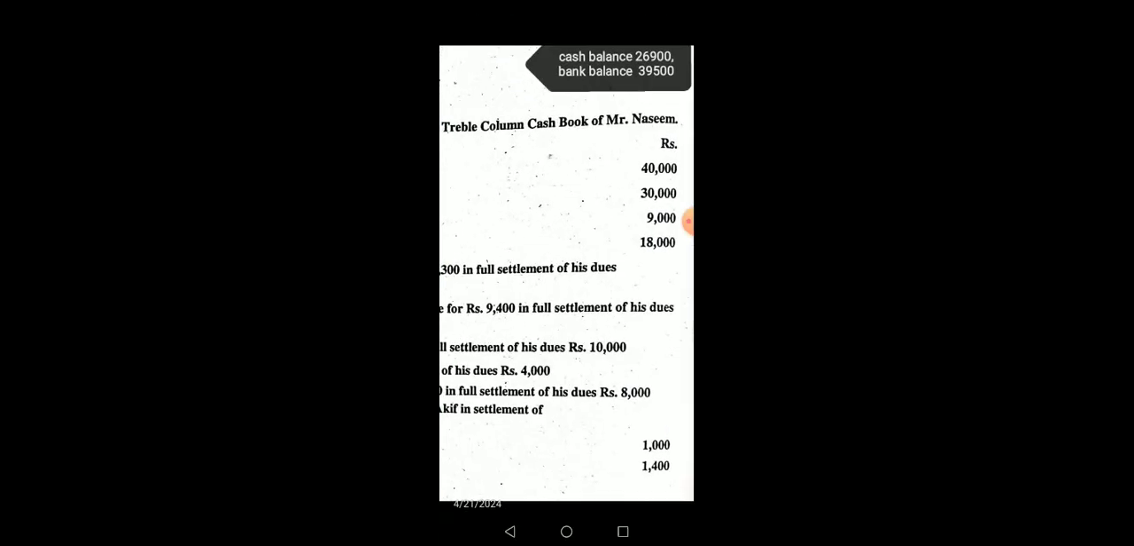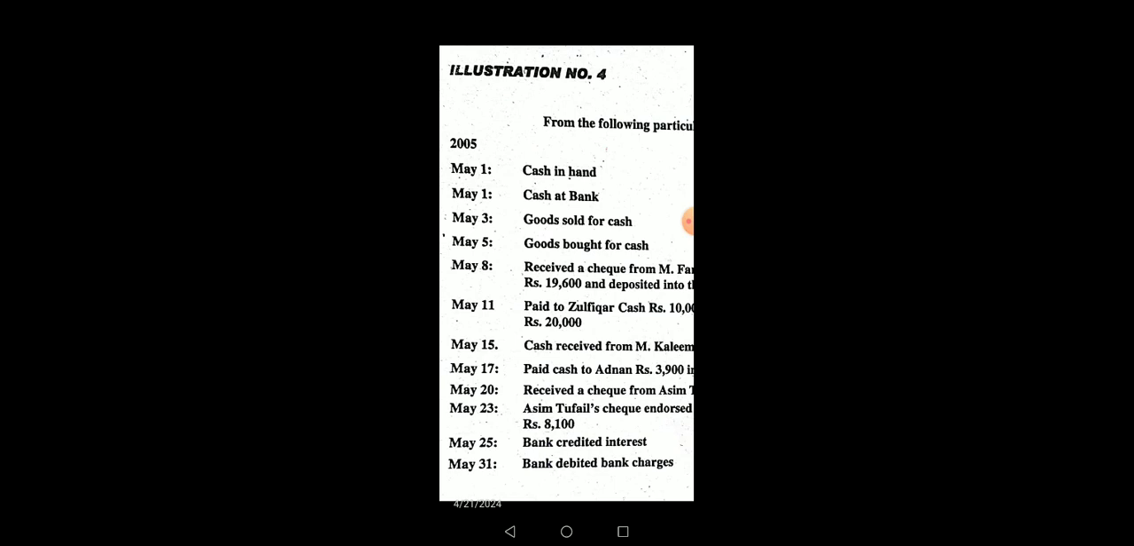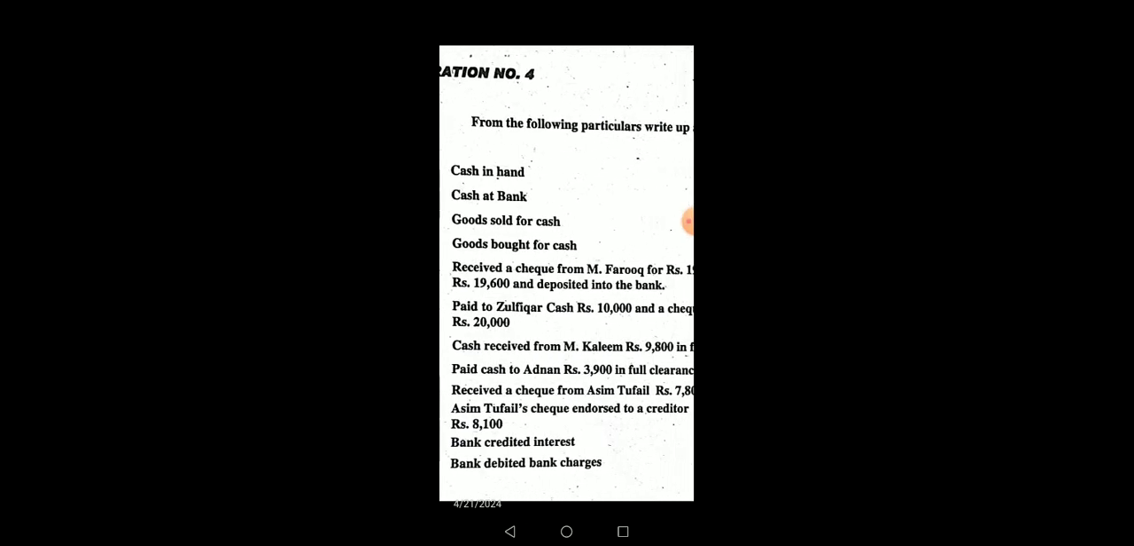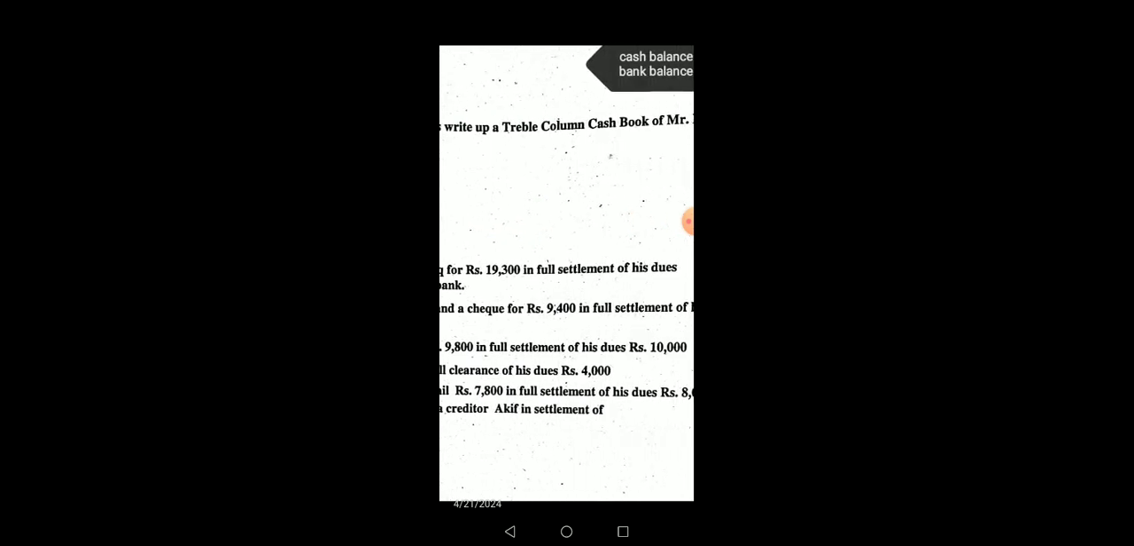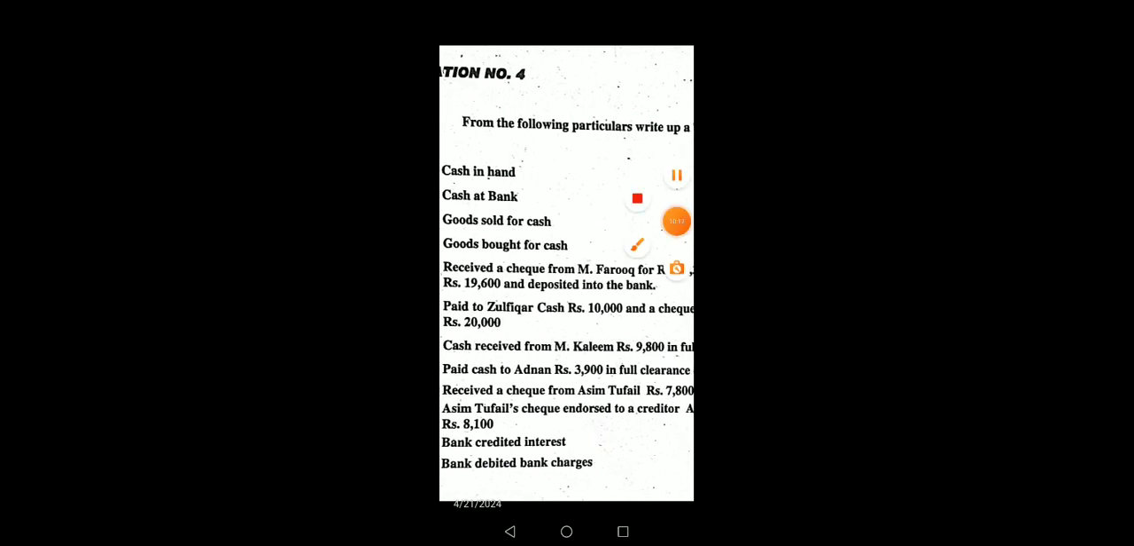Let's see what is next for us. It is now May 8, a little lengthy entry. May 8, received a check from Farooq in full settlement of his dues and deposited the same into the bank. Okay, read again.